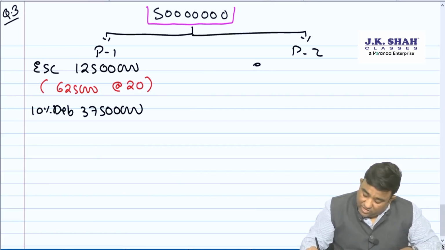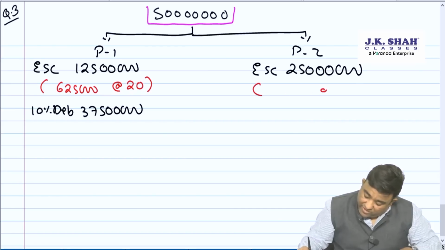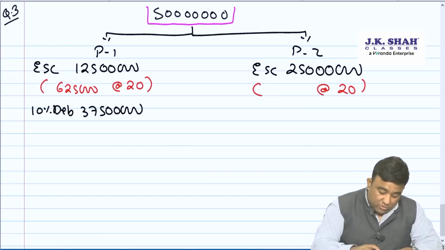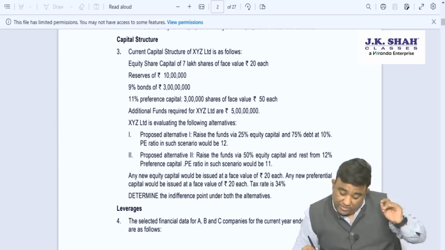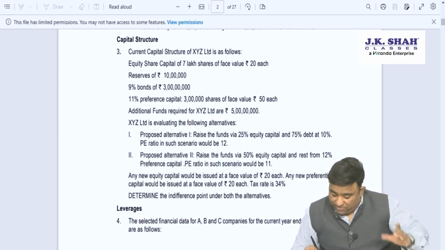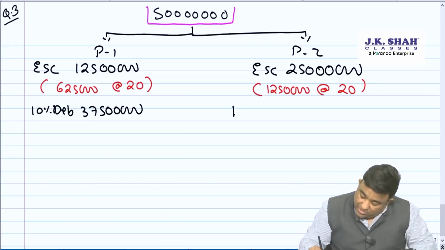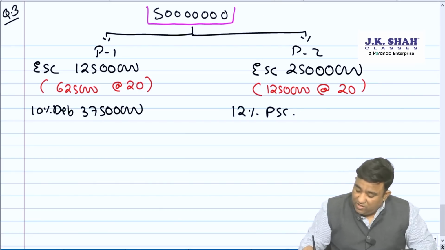Second plan, equity capital 50%, which is going to be 2 crore 50 lakh. And the issue price, they have specifically kept constant, which is 20. So 2 crore 50 lakh divided by 20 gives you 12 lakh 50,000 shares. And the remaining, what they've asked you, I think that is 12% preference capital. Yes, the remaining is 12% preference capital, which is 2 crore 50 lakh.